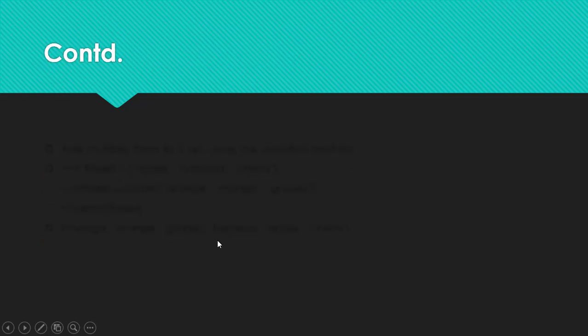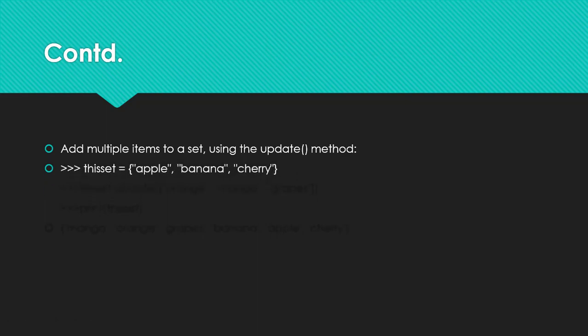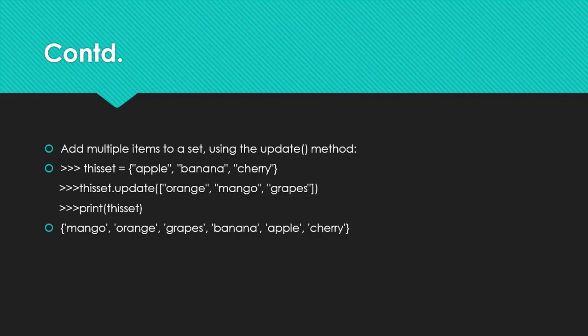Let us see the update method now. To add multiple items to a set, we use the update method. I'm taking the same set, equal to apple, banana, cherry. Then to add multiple items, we pass a list of those items to the update method. So this set dot update, and inside the parentheses we pass the list of elements that we want to add to the set. Then we simply print this and we can see mango, orange, grapes, banana, apple, cherry is printed.